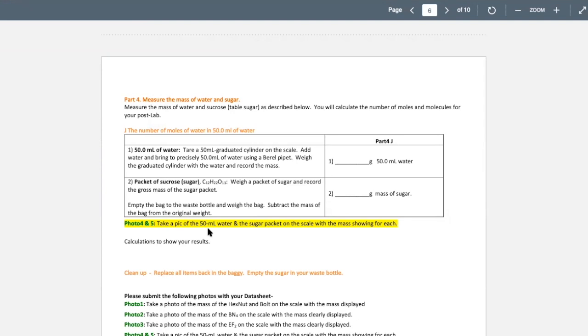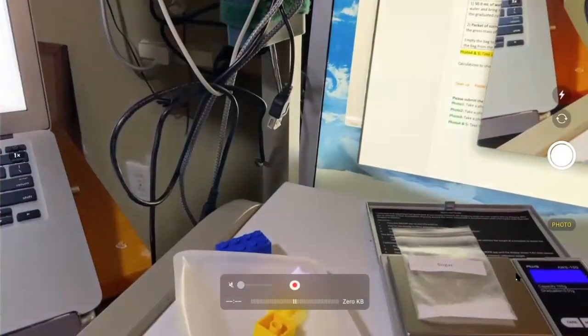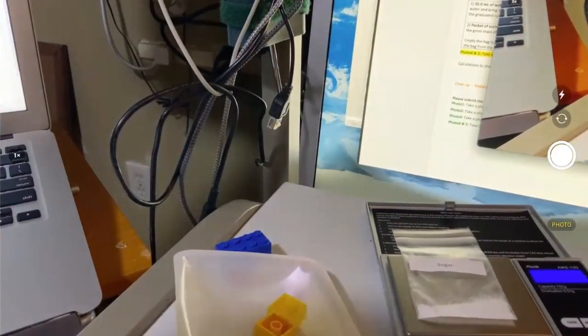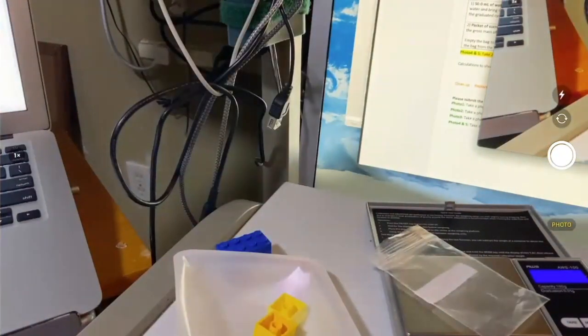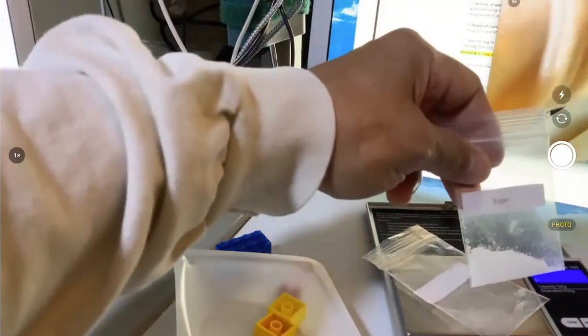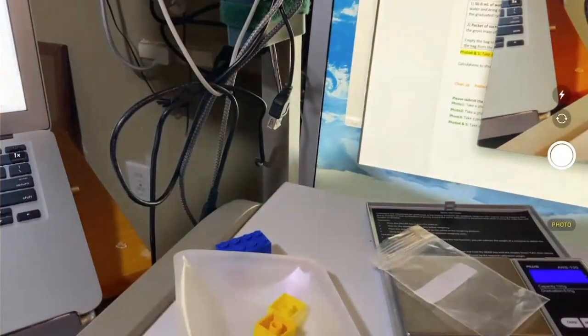So in the sugar packet, what you will have is this right here. What you could do is, sugar is pretty safe. Okay, this definitely is sugar. Let me show you. Put the sugar packet there, and then dump out the sugar, and then weigh the packet empty. The difference between the packet with the sugar and the packet is the mass of the sugar.